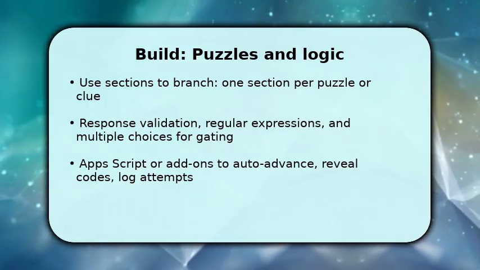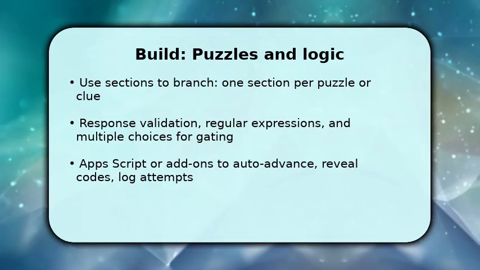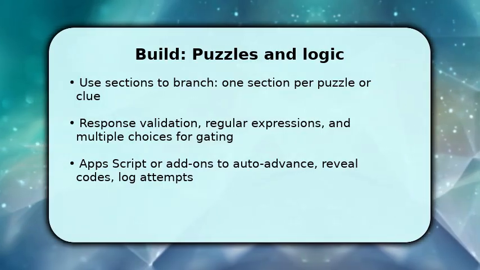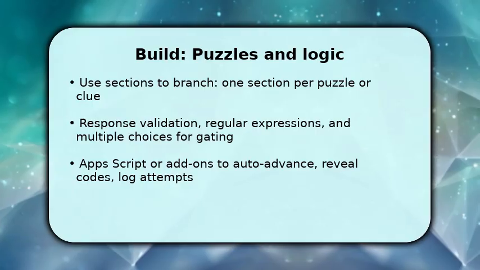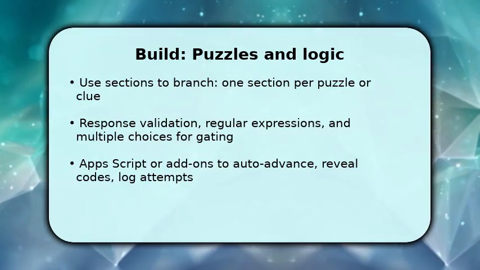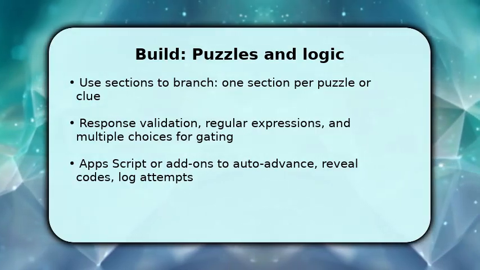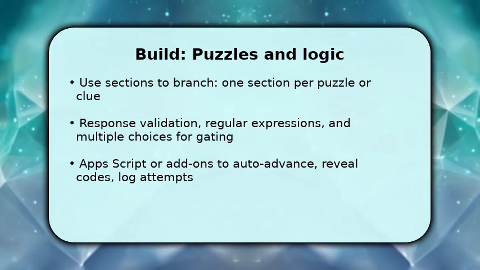To automate hints, timing, or reveal codes, open extensions, write Apps Script, and write small functions that read the linked sheet and update form items or send emails. This gives you dynamic control over the experience.